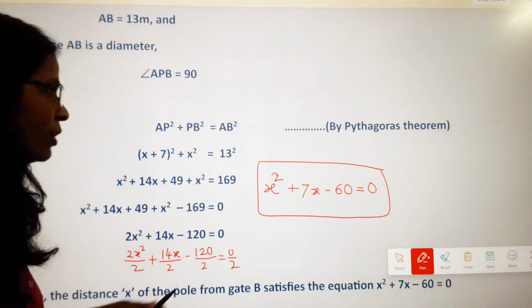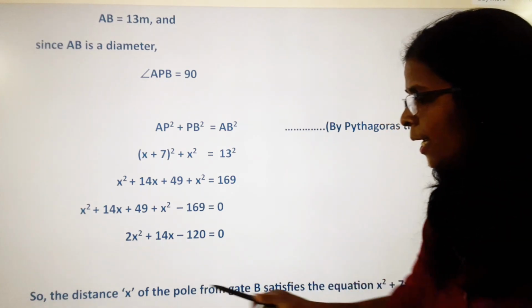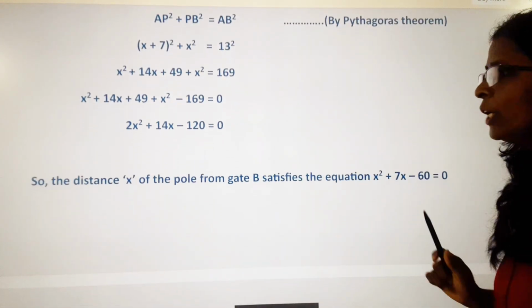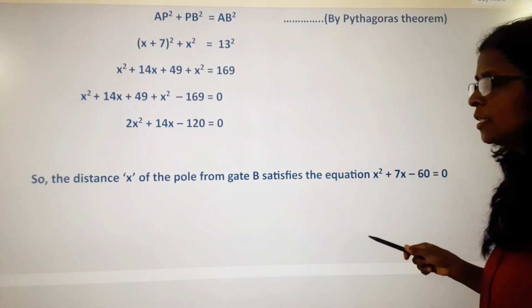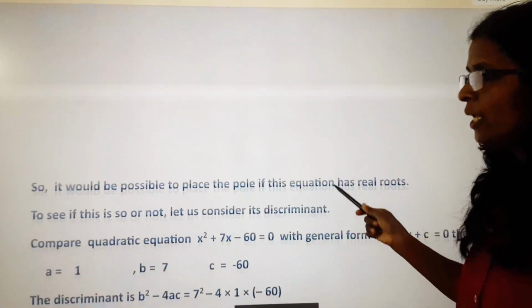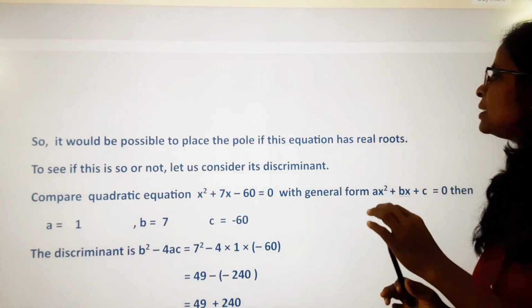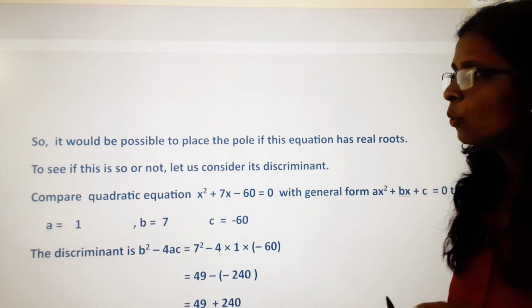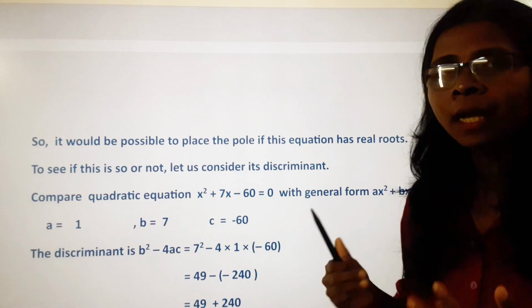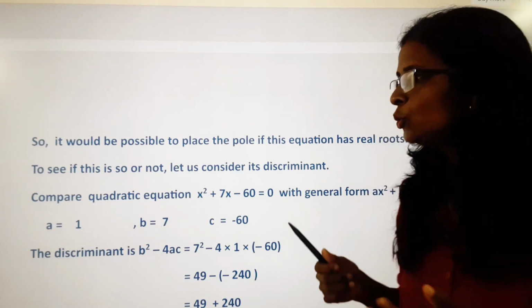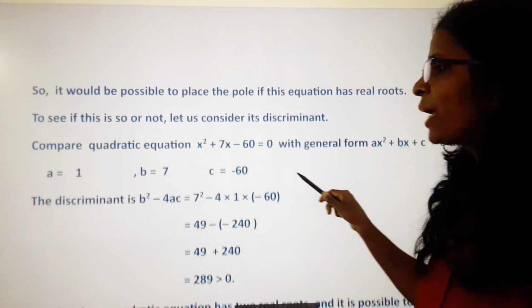Okay. So now x is the distance of the pole from the gate B. So it should satisfy the quadratic equation x square plus 7x minus 60 which is equal to 0. Here it would be possible to place the pole if this equation has real roots. So check whether the roots are real or not. By which formula do we check? By the discriminant. So the discriminant is b square minus 4ac.